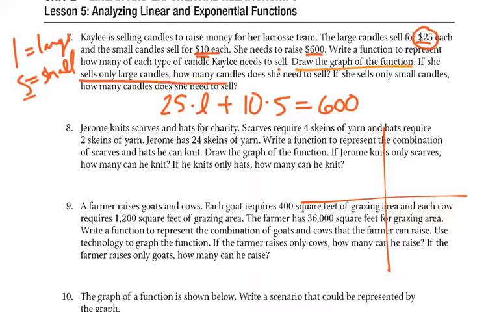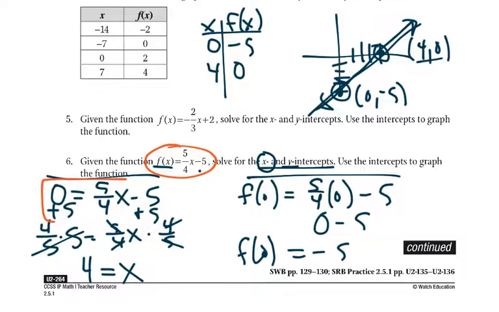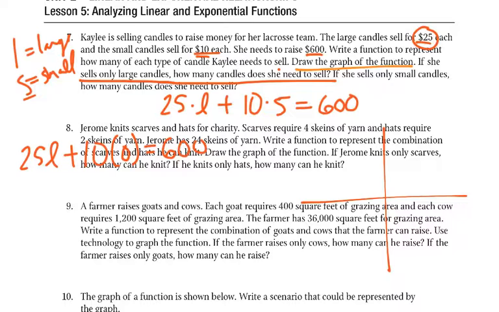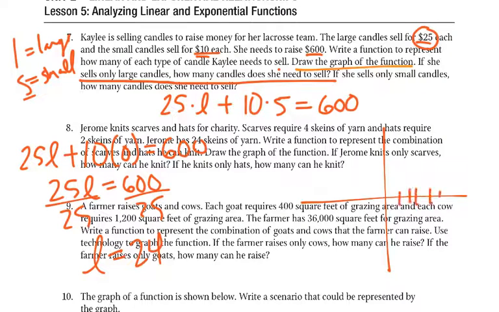So it goes with this idea. If she sells only large, how many would she need to sell? So if she's only sold large, 25 times L, we wouldn't sell any small, right? They would be 0. And you could solve it that way. Kind of like how we did over here. We made the y value 0 and we made the x value 0. That's another way you can do it. Okay, 10 times 0 is 0. 0 plus that is 0. Divide by 25, and we would have ended up with 24. Okay, so we'd go out here to 24, wherever that is, and draw our point.